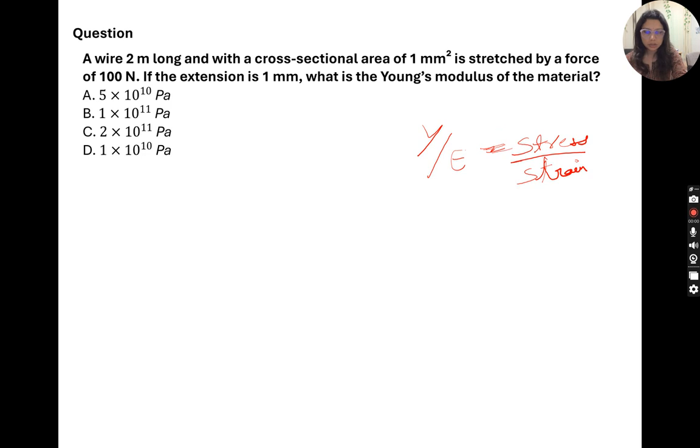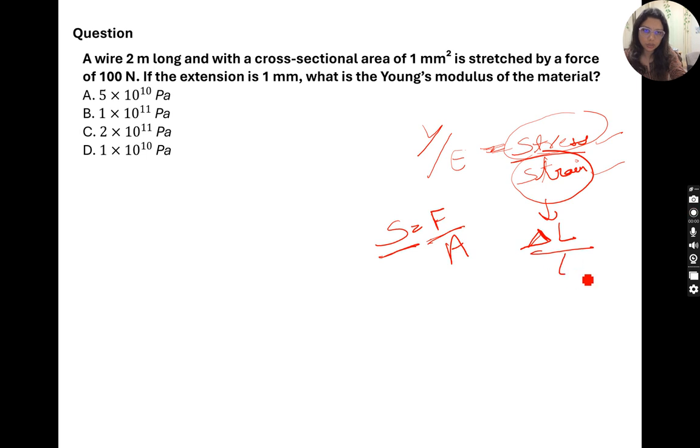If you look at the question, we are not provided anything about stress or strain, so we also need to calculate the stress and the strain. Stress is generally defined as force per unit area, and strain we can calculate with the extension. It defines the change in length of a material relative to the original length. That's how we can calculate Young's modulus using these formulas.